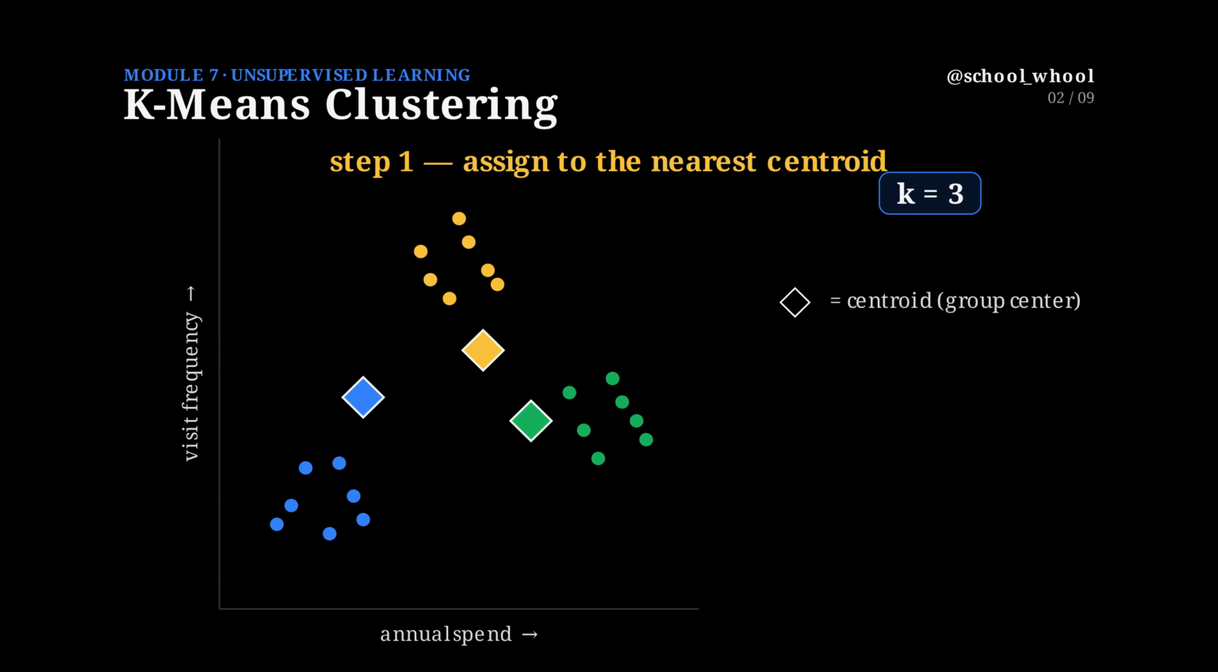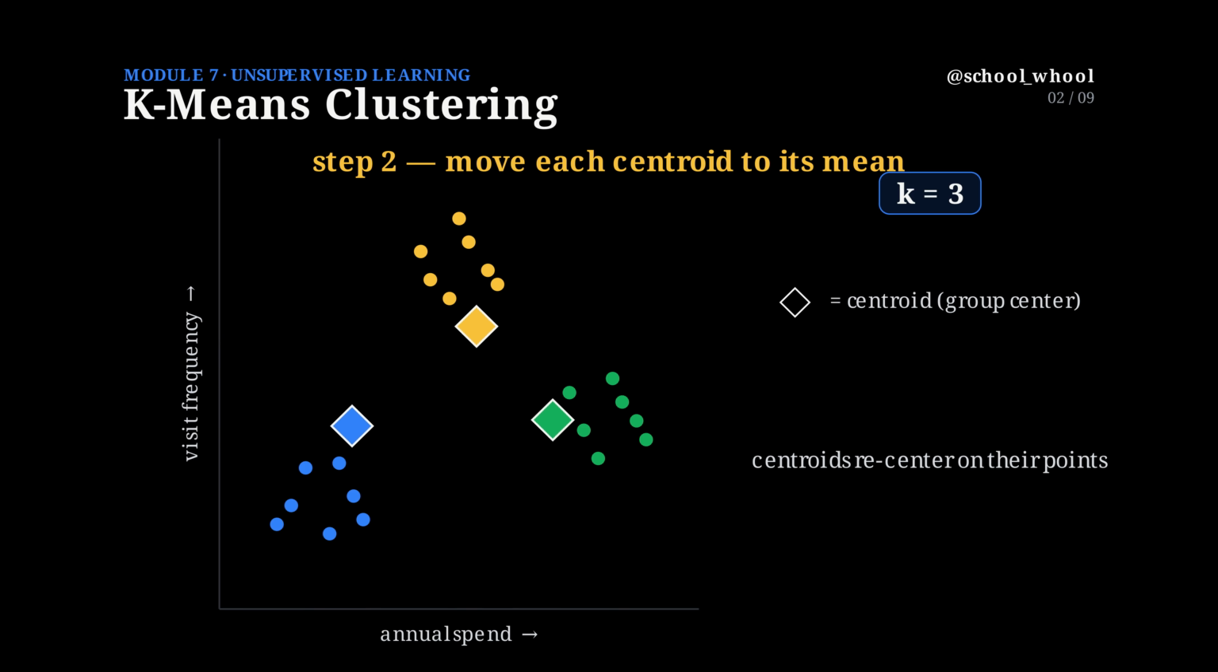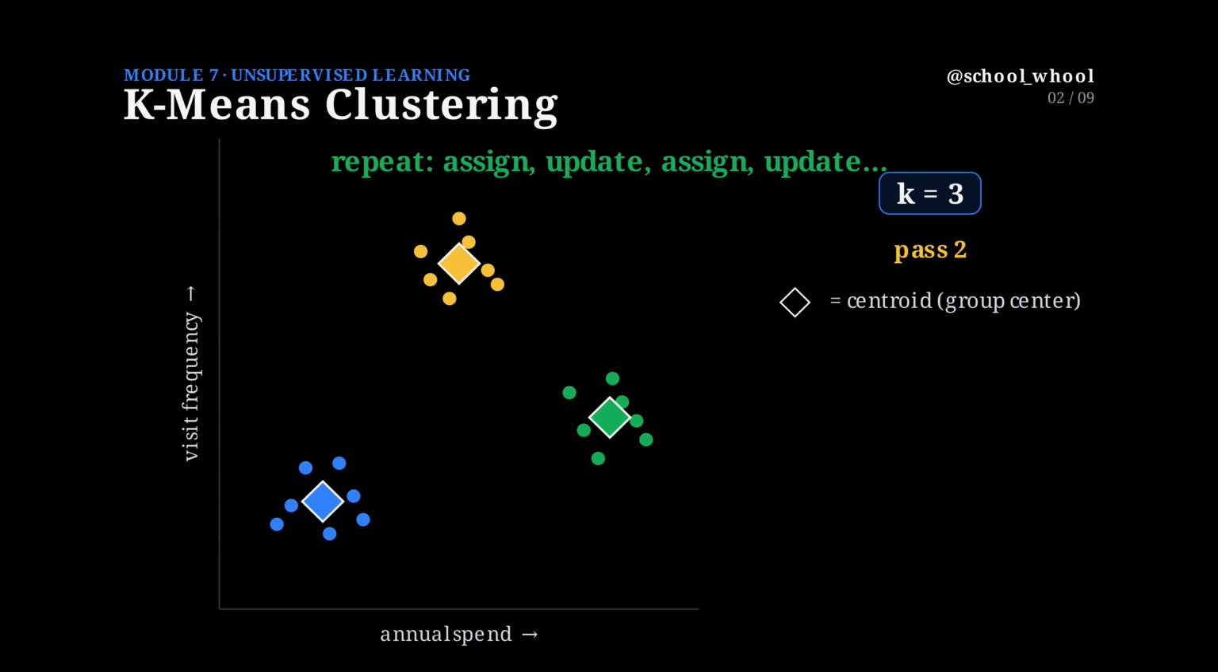Step 2. Update. Each centroid slides to the average position of all the points that just joined it, the true center of its group. Because the centroids moved, some points are now closer to a different one than before. So we simply repeat. Assign again, points rejoin their nearest centroid. Update again, the centroids recenter.